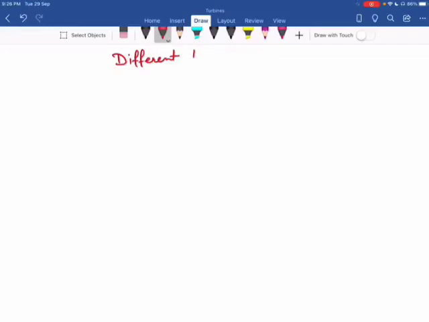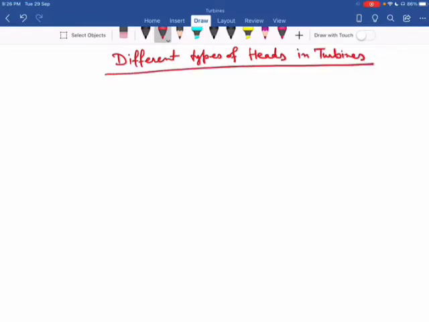Types of heads in turbines. Okay, so in turbines we talk about two types of heads.